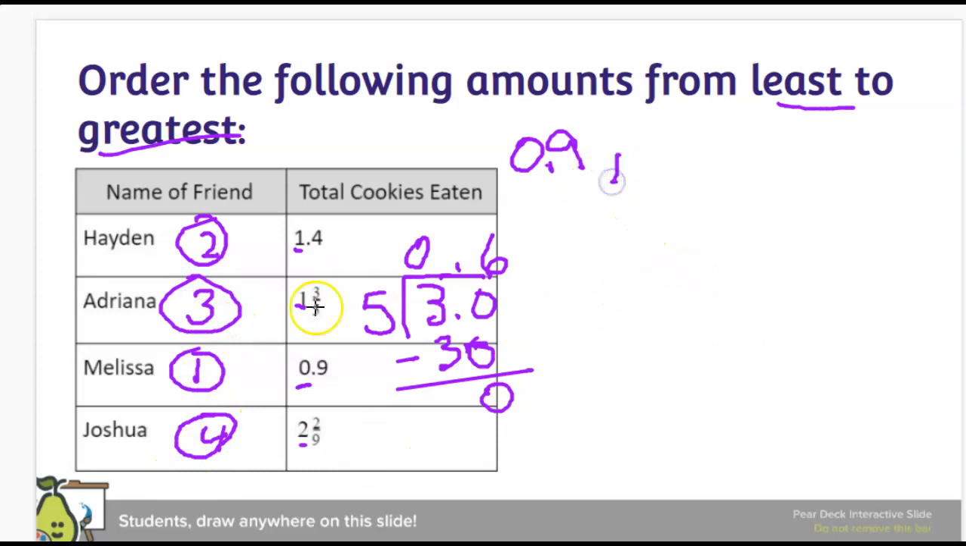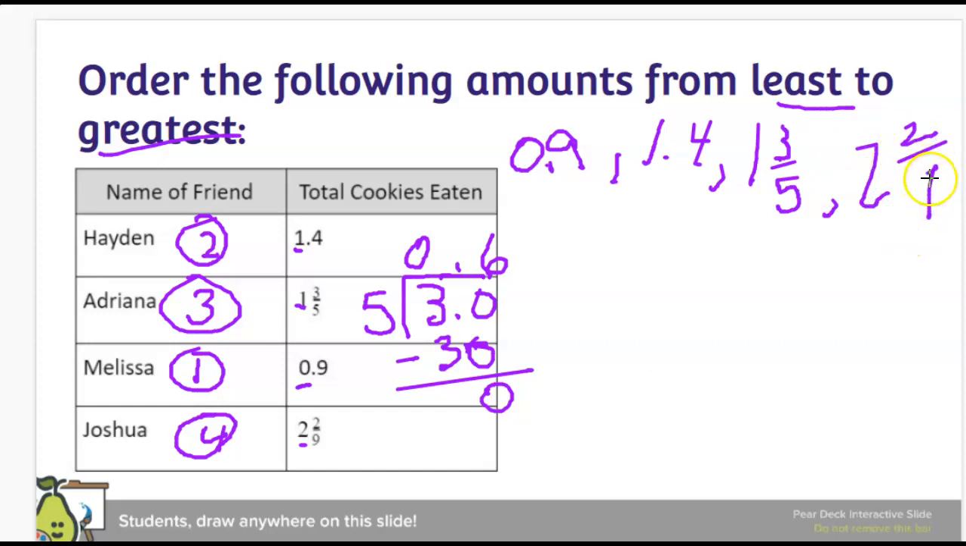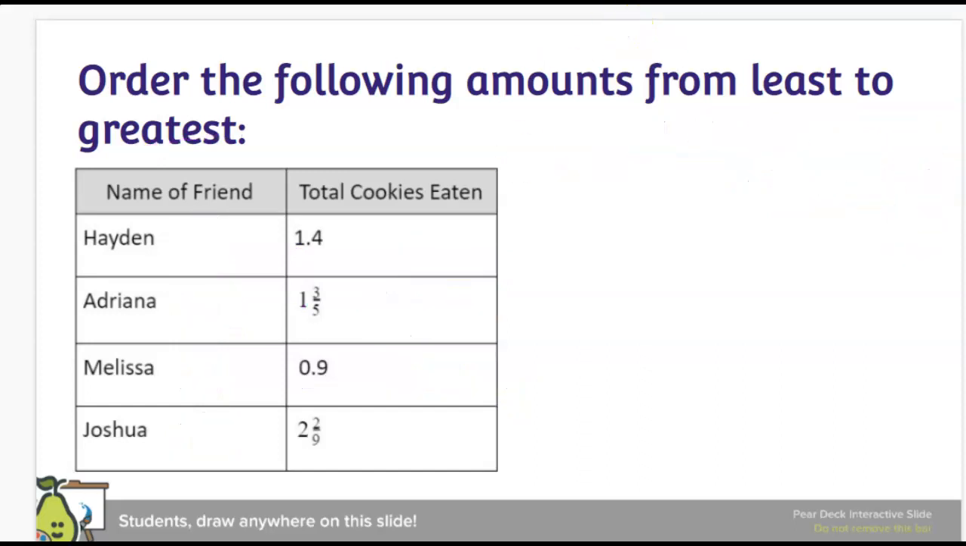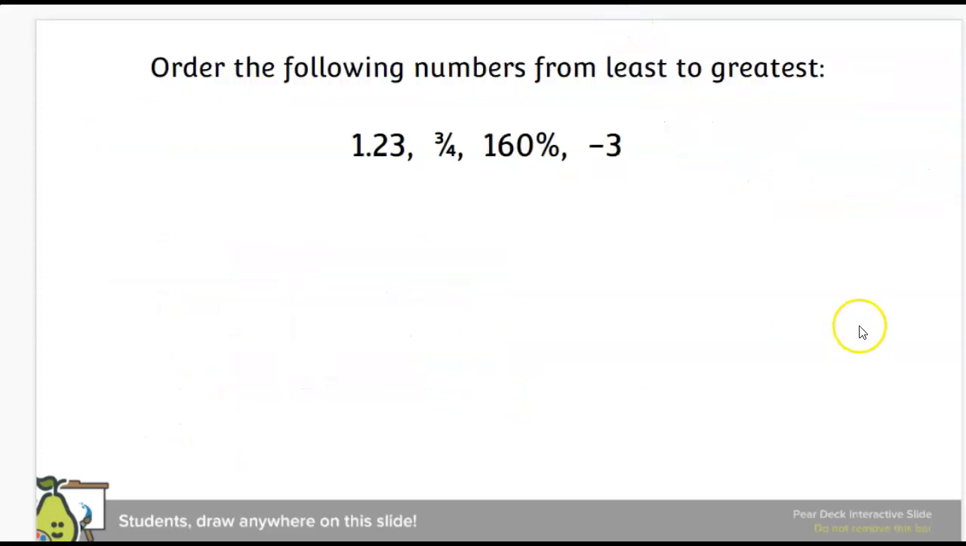Or if you want to say it in numbers, it would be 9/10, then it would be 1.4, or 1 4/10, then it would be 1 3/5, and lastly, it would be 2 2/9. Okay. Last question. This is one of my favorite questions because there's some little tricks to helping you do this a little bit easier without getting overwhelmed.